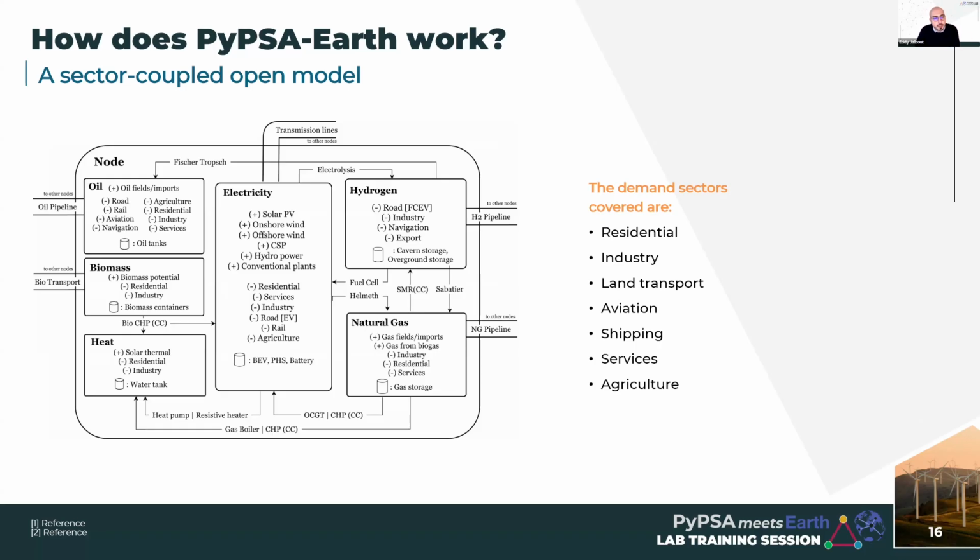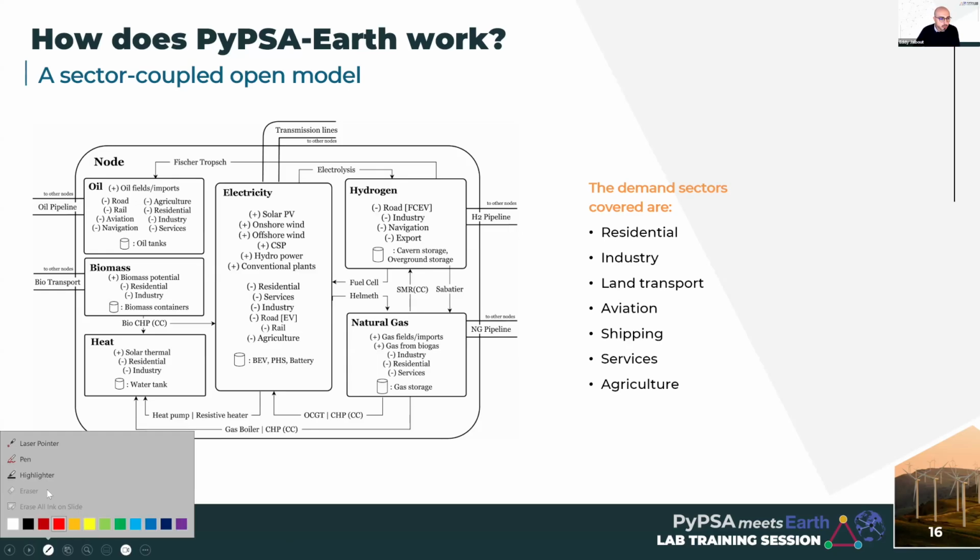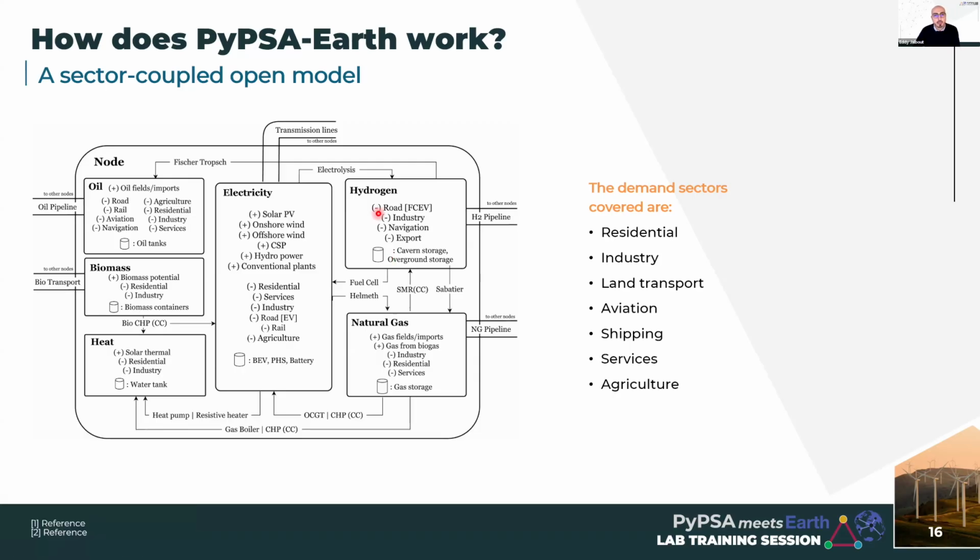And we can also see here the interactions between those carriers. For example, we use electrolysis to produce hydrogen, and the signs here, the minus is the withdrawal, and the plus is the supply. So we can use hydrogen for fuel cells, for industry, for navigation, or for export, for example.